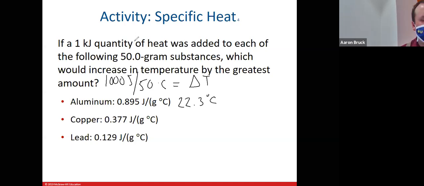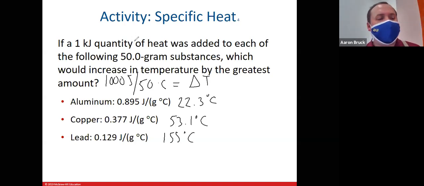The aluminum would change by 22.3 degrees. The copper would actually change by 53.1 degrees. And the lead would change by 155 degrees.